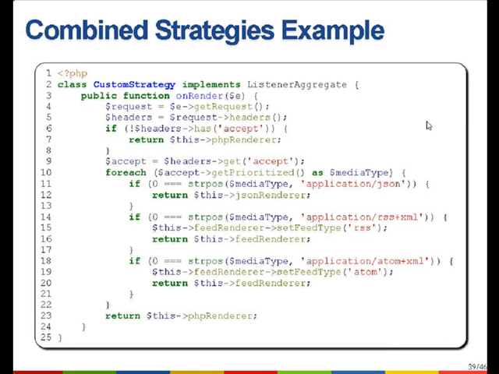If we see rss+xml, we'll return the feed renderer, and we'll set the feed type to RSS. Same thing with atom+xml. We'll set the feed type to Atom and return the feed renderer. And if after looping through all of those we haven't returned yet, we'll return the PHP renderer, and we're done. So this is one way that you could do it. Again, there are multiple ways that you could do this. If you want to look at file extensions, you could. If you wanted to look for specific routes, you could. This is just to give you some ideas for how you might implement a custom strategy.